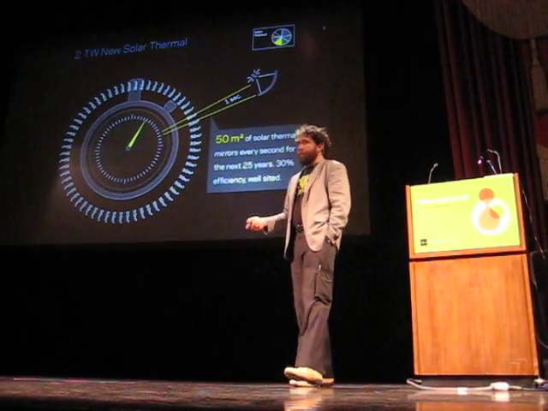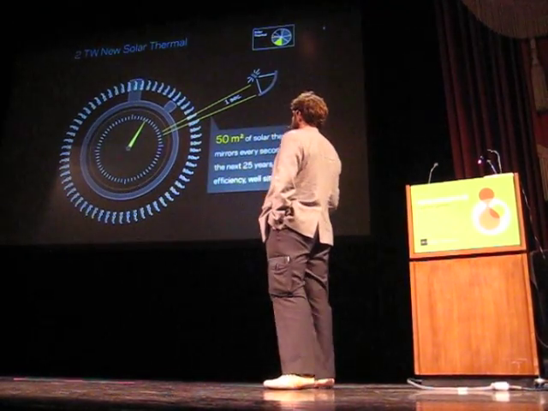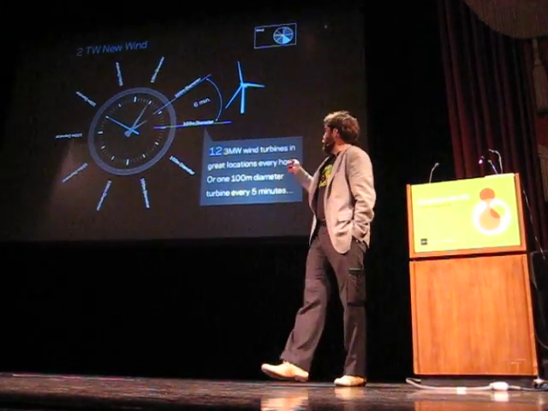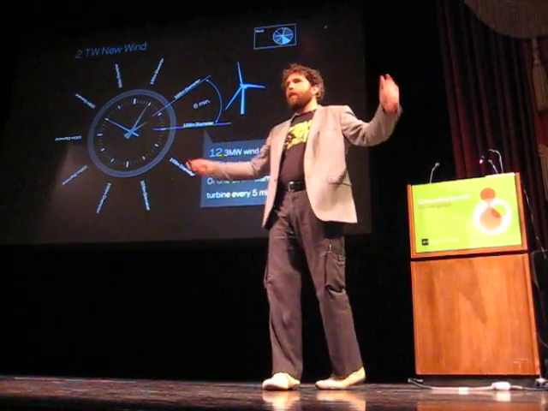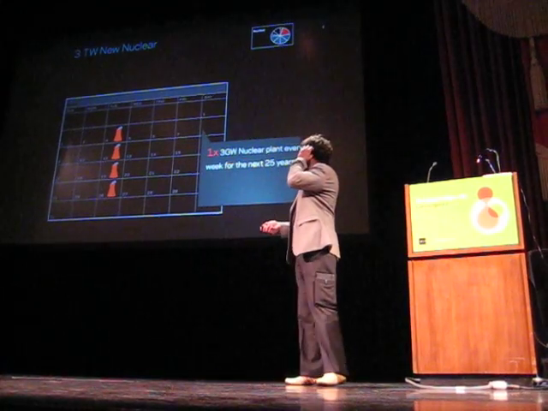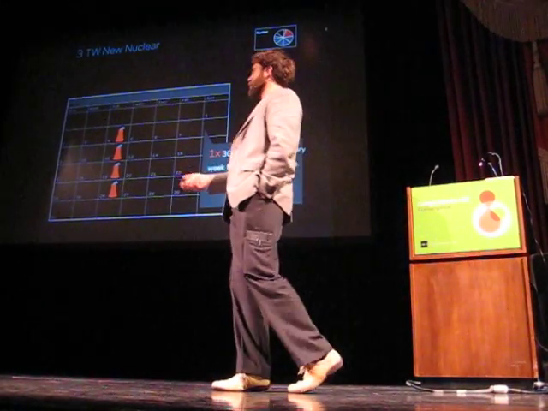50 square meters of mirrors installed. So this auditorium covered in mirrors every 10 seconds for 25 years in a row. A 3 megawatt wind turbine, that's a wind turbine as big as this entire building, has to be erected every 5 minutes for the next 25 years. One 3 gigawatt nuclear power plant has to be installed somewhere on the planet every week for the next 25 years.